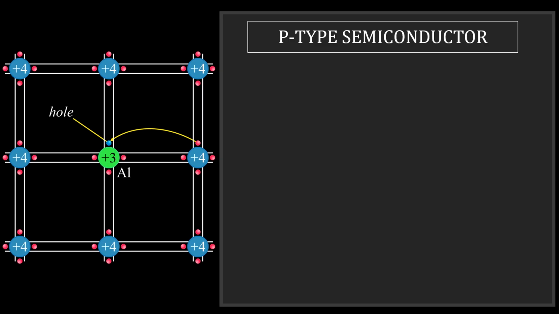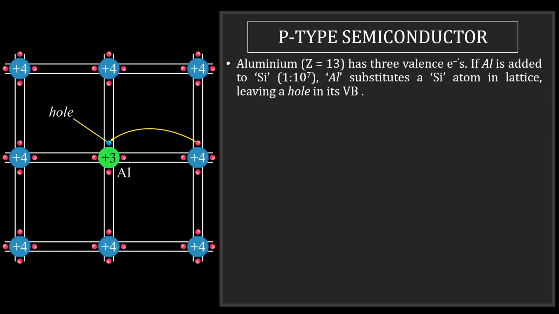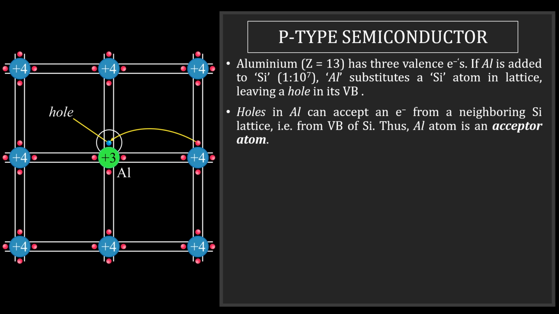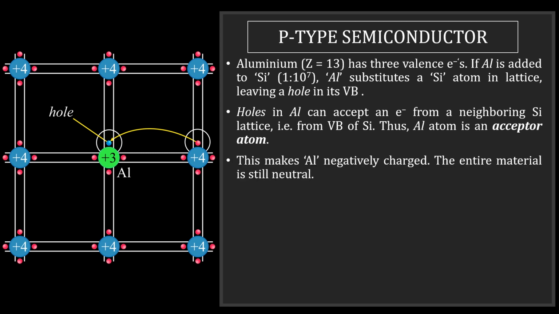P-type semiconductor. Now in the silicon lattice, if I add aluminium in the same ratio, 1:10 power 7, the problem is aluminium has only 3 valence electrons, so it will leave one hole at this place. Now this hole can be filled by an electron from the adjacent silicon atoms. Thus these aluminium atoms are also called acceptor atoms. This makes aluminium negatively charged because initially it was neutral, but the entire material will still remain neutral.